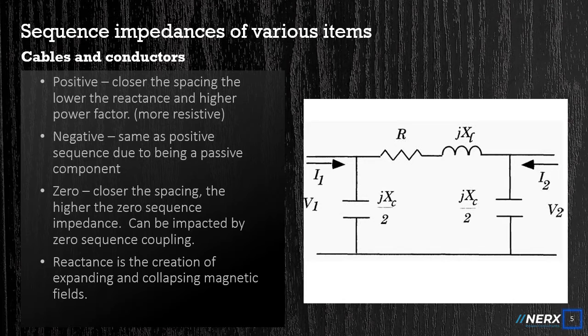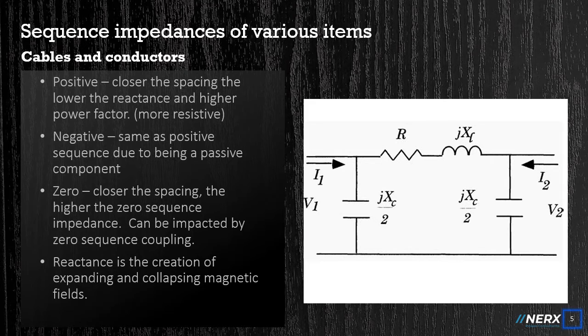The sequence impedances for cables and conductors can have several models: short line, medium, and long line models. The differences between the models has to do with how they handle their phase-to-phase and phase-to-ground capacitances. The short line ignores the capacitance, the medium line models it with capacitance on each end of the line, and the long line distributes the capacitance along its length. Short circuit and power flow programs often use the medium line model for transmission lines.